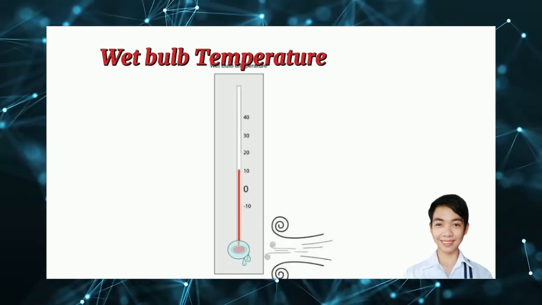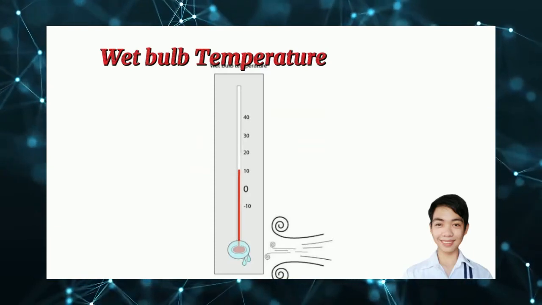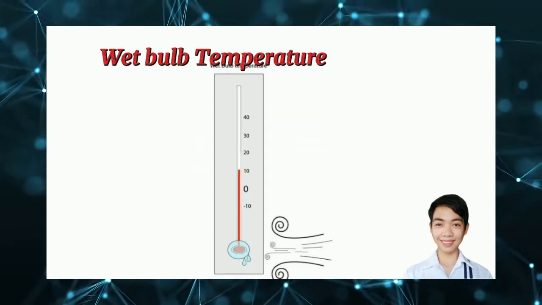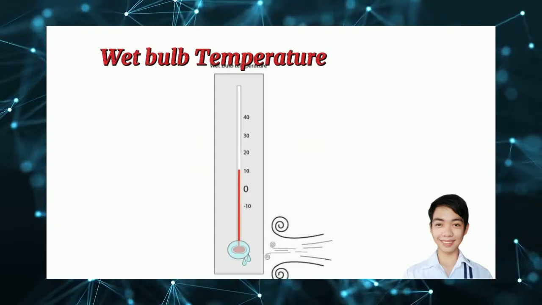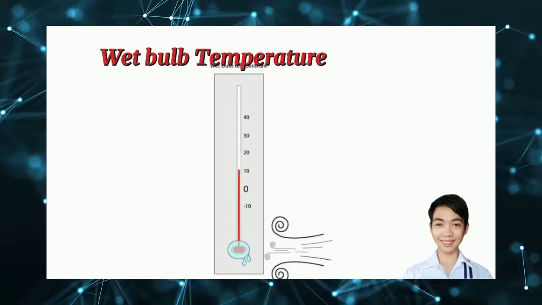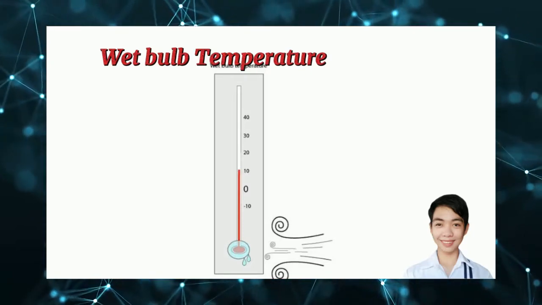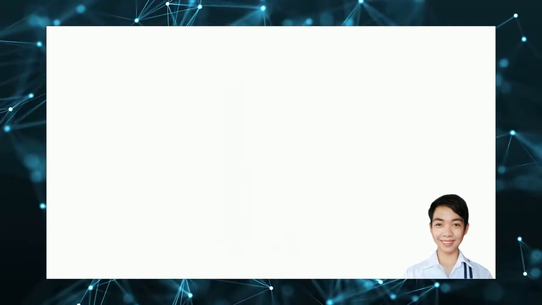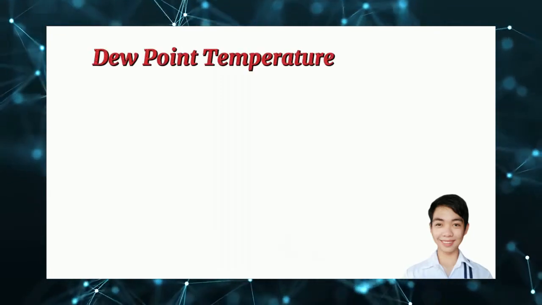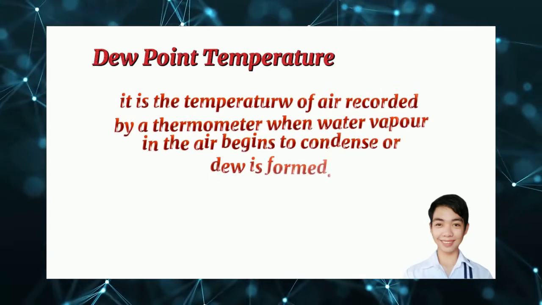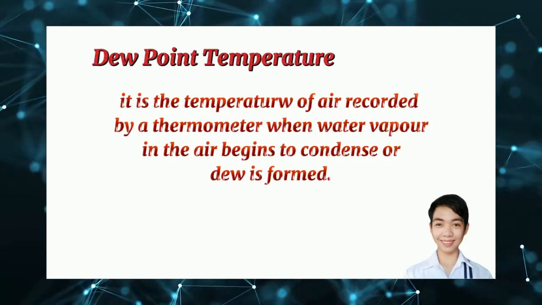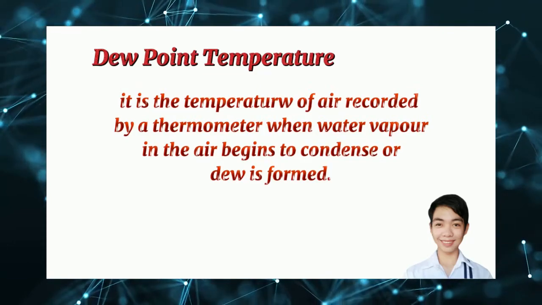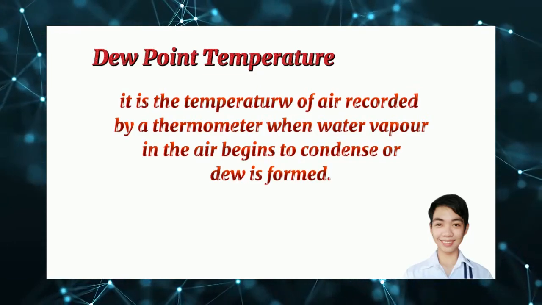So in the sensing bulb, we will cover the bulb by using a wet cloth, and we put this thermometer to the air, and what we are able to get as the temperature given by the thermometer is known as wet bulb temperature. So the dew point temperature is the temperature of air recorded by a thermometer when water vapor in the air begins to condense or dew is formed.